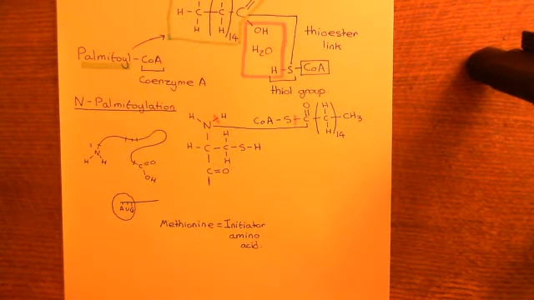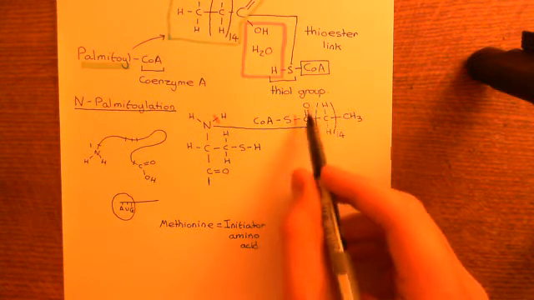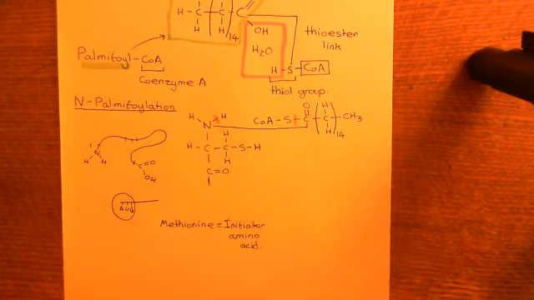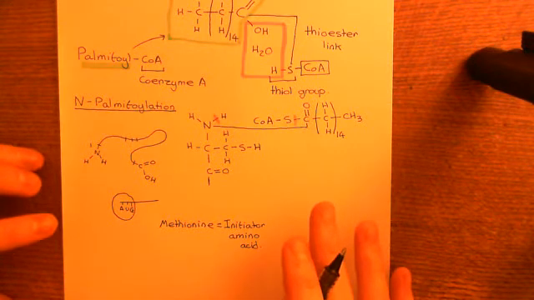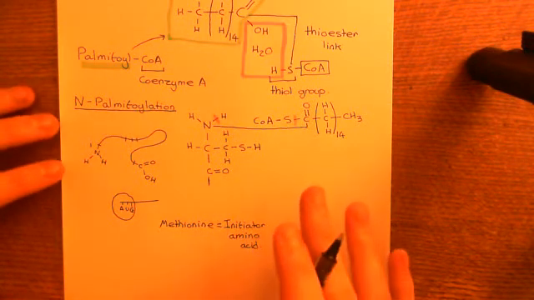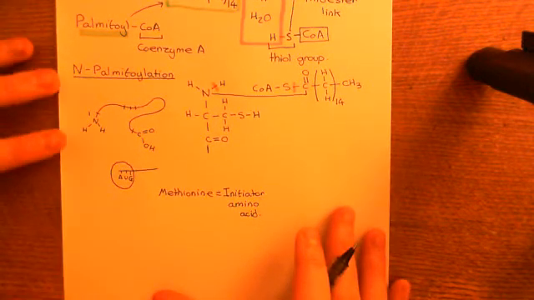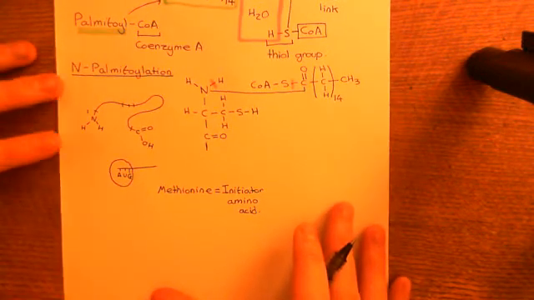And this is why this is called N-palmitoylation, because the palmitoyl group over here is attached to the nitrogen atom of the first amino acid along. Okay, so that's N-palmitoylation, and that is quite rare, basically. It's not a common way to palmitoylate proteins. Okay, so we're not really going to discuss N-palmitoylation anymore.